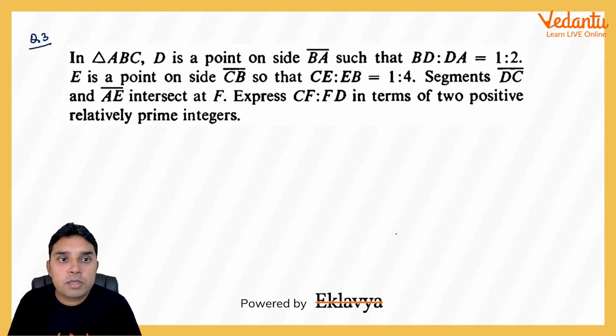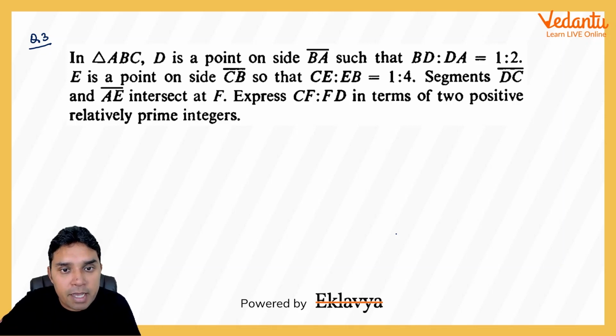Now coming to question number 3, it says in triangle ABC, D is a point on side BA such that BD ratio DA is equal to 1:2. E is a point on side CB so that CE ratio EB is equal to 1:4. Segments DC and AE intersect at F. Express CF ratio FD in terms of two positive relatively prime integers. One very important question, in fact very easy also, a very standard problem.